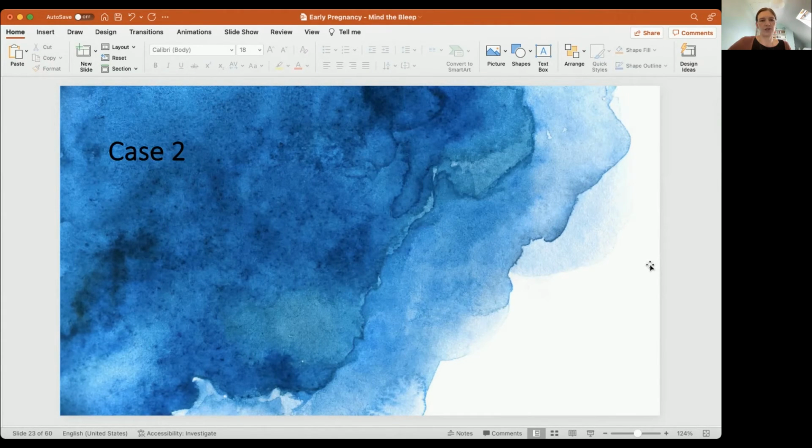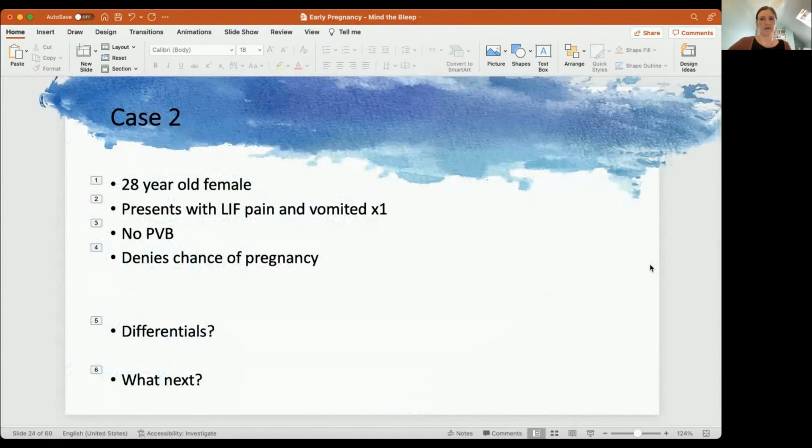Right, case 2. I'm sorry, I'm running a bit behind, so we'll go a bit quicker through this one. We've got a 28-year-old female who comes to A&E with left iliac fossa pain, and she vomited once, no bleeding. She tells you she's definitely not pregnant. No way can she be pregnant. So the differentials are the same as what we said before, and what we're going to do next is the same as well. We're going to do our nice history that we've talked about, and a urine pregnancy test.